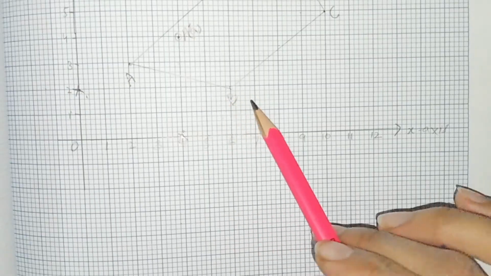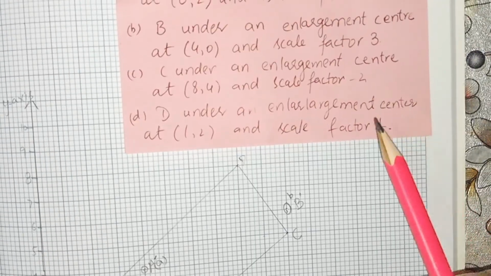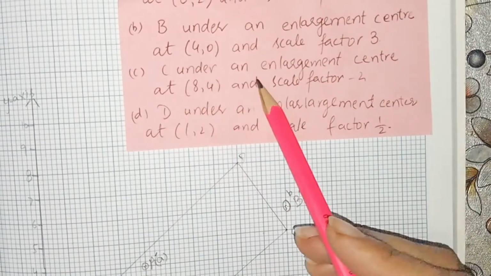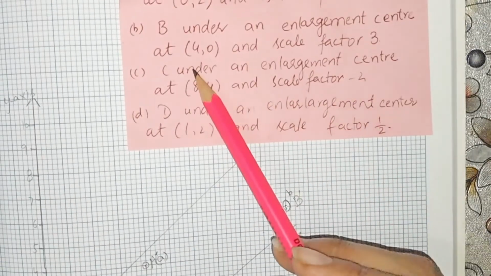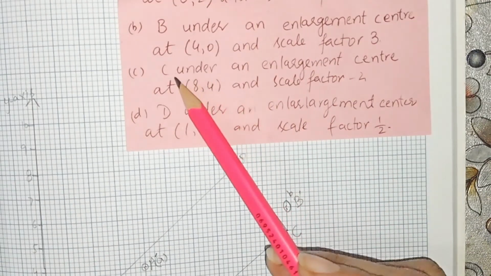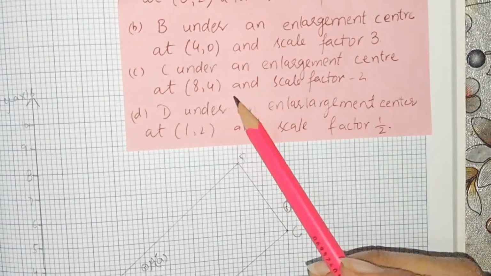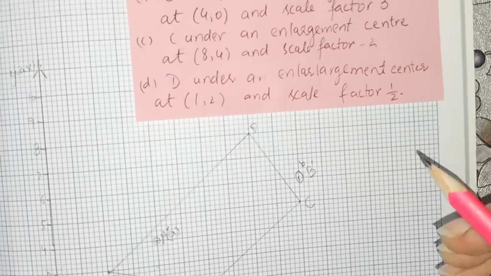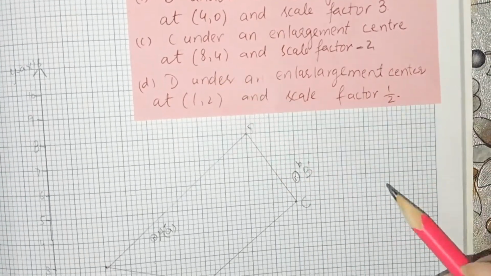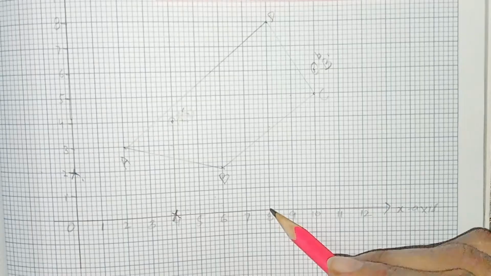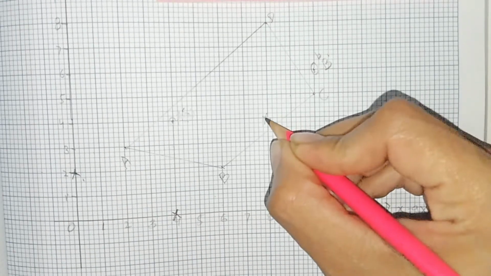Now students, in each part the center of enlargement is changed, and we have to consider it. Part C is under the enlargement center at (8, 4) and scale factor -2. We have to make the image of C. The enlargement center is 8 and 4. This is 8, 1, 2, 3, 4, and I mark it by a cross.